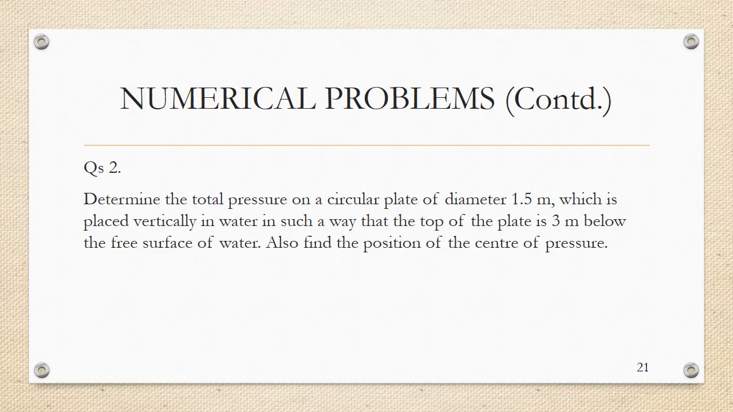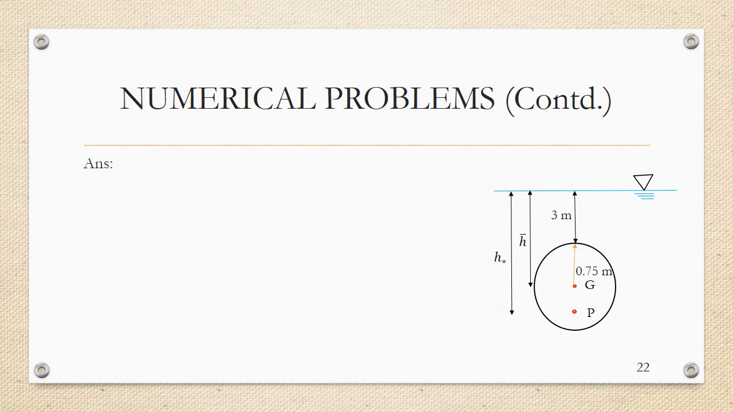So first thing, we will draw the figure. So this is the figure. The radius is 0.75 meter. The depth of the circular surface below the free surface is 3 meter. H bar is the distance of the centroid from the free surface, and H star is the distance of center of pressure from the free surface. So first we will find out H bar. From the figure it is obvious that H bar is 3.75 meter.